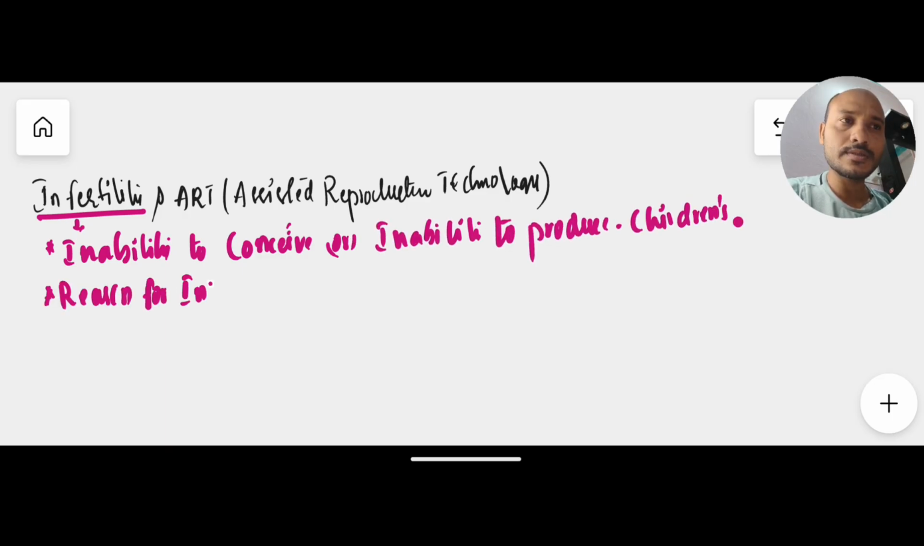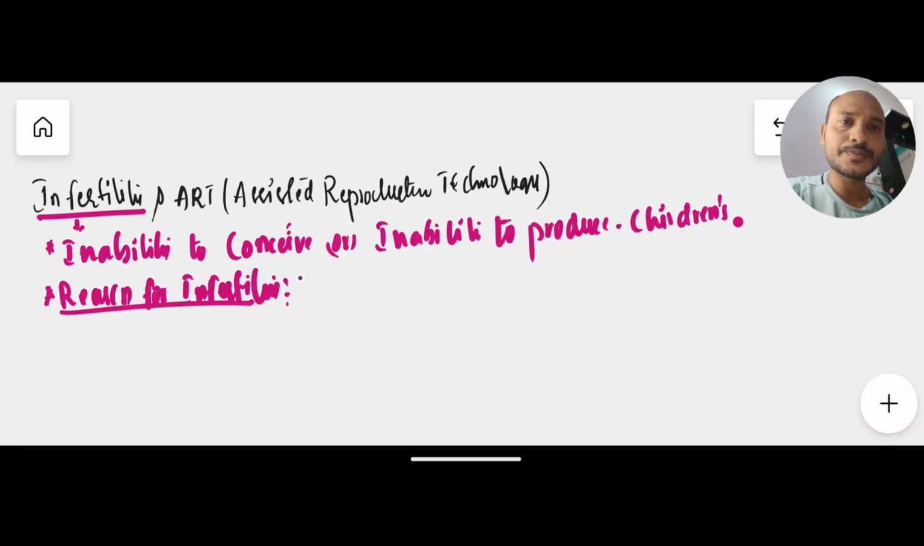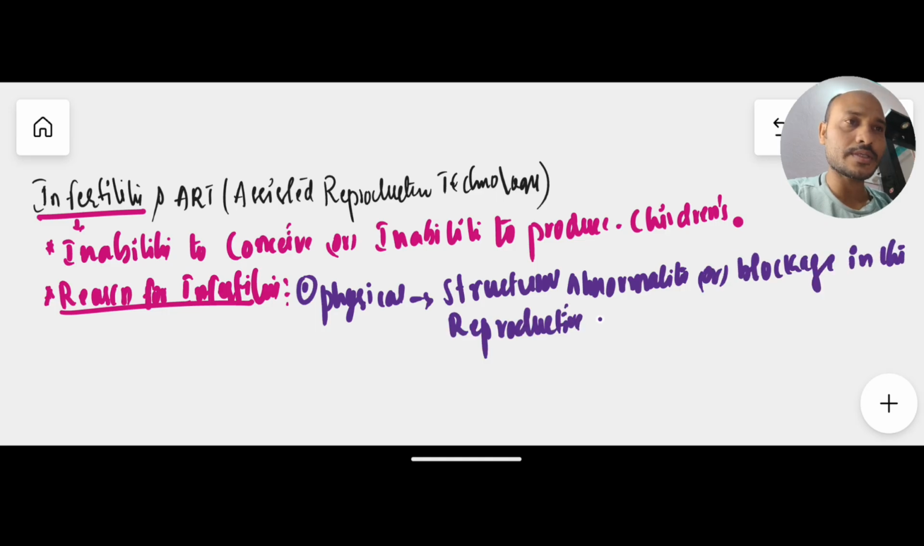There are several reasons for infertility. I will discuss each type in detail. So first, the physical reason. Here physical means structural abnormalities or blockage in the reproductive tract.